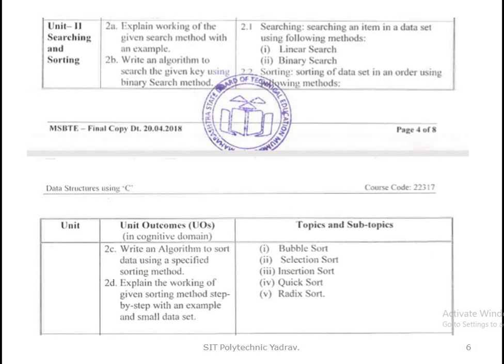Next, 2.2, sorting. Sorting of a data set in an order using the following methods. Which methods are learned? First, bubble sort. Second, selection sort. Third, insertion sort. Fourth, quick sort. Fifth, radix sort. This is the syllabus of our second unit. The second unit name is searching and sorting.